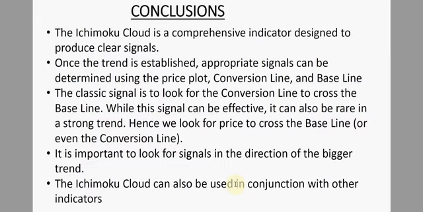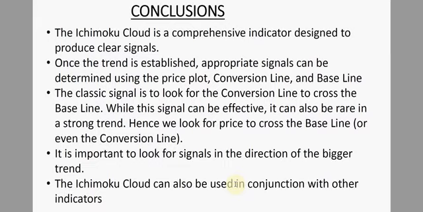The strongest signal is when the conversion line, that is the Tenkan Sen, crosses the Kijun Sen. The conversion line crosses the baseline. That is the strongest signal. And when the crossing of the red and the blue happens above the cloud, when it crosses up, that is a very strong signal. And the same thing, very strong sell signal when it crosses down below the cloud. So it is very important to trade in the direction of the bigger trend.